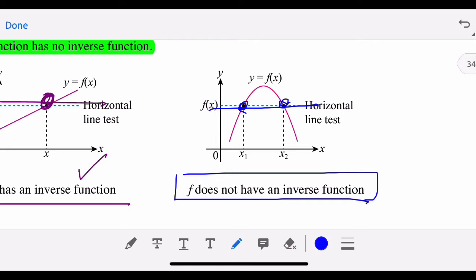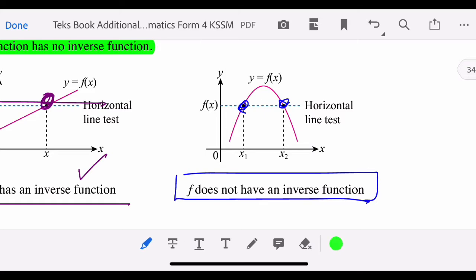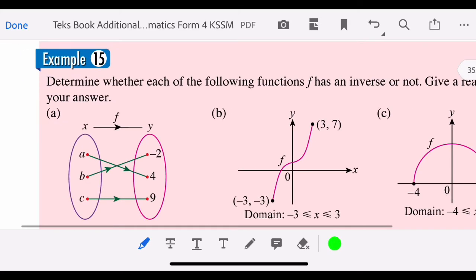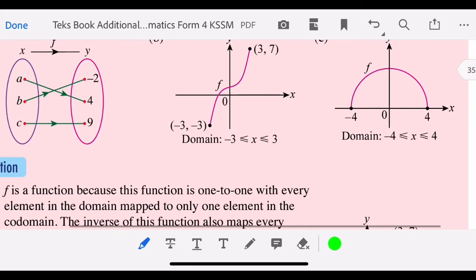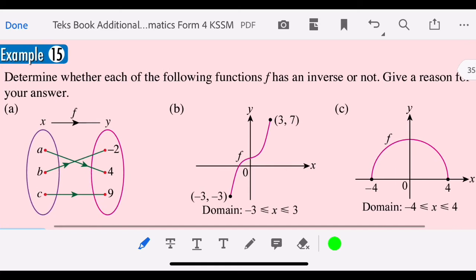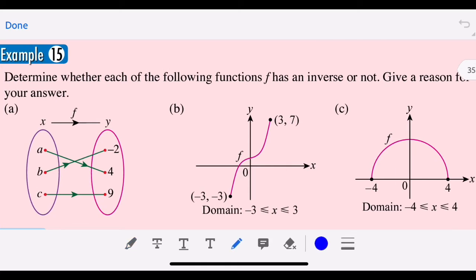Okay, so let's see the next one. So this is actually the example. Determine whether each of the functions has an inverse or not.